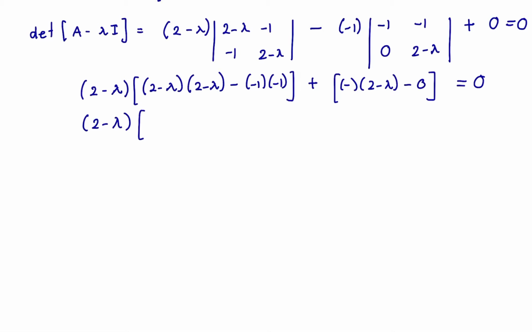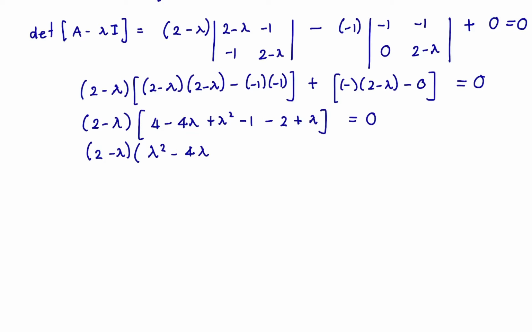Okay, so now this becomes, let me just check. Okay, so this becomes 4 take away 4 lambda plus lambda squared, take away 1. Alright, so minus 2 plus lambda equals to 0. Okay, so you simplify the function inside the square bracket. So now I have lambda squared take away 4 lambda plus 2. This is equals to 0.